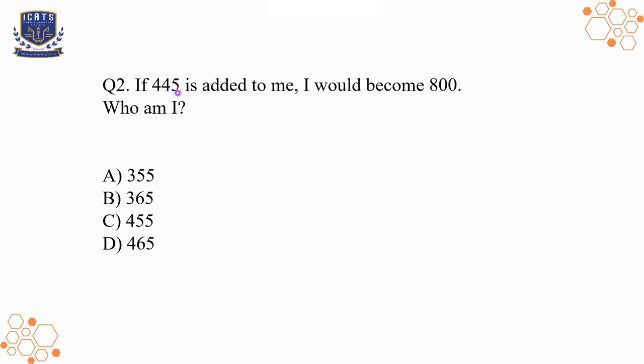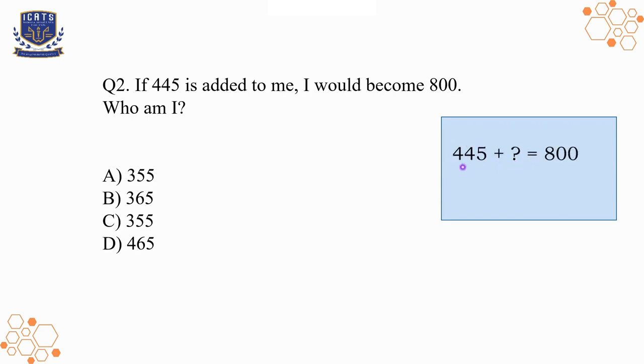Question number 2, if 445 is added to me, I would become 800. Who am I? Option A is 355, option B is 365, option C is 455 and option D is 465. To find the answer, we can make an equation: what will be added to 445 so that the answer is equal to 800. We can do mental math, or we can take the inverse of addition, that is subtraction. If we take 445 out of 800, the remaining number is 355. So our number is 355, which is our option C.